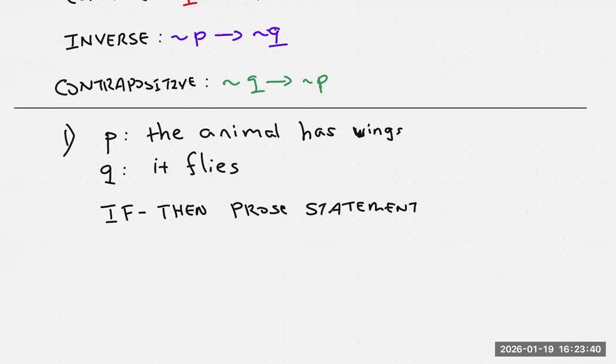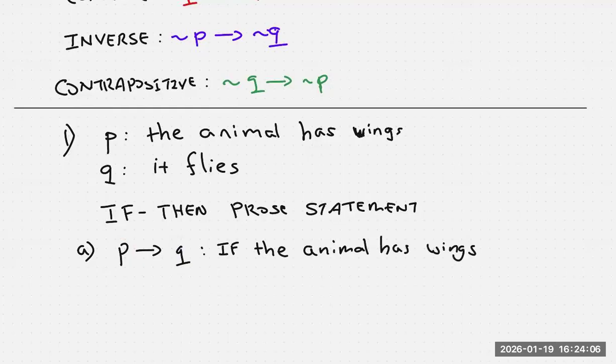Meaning, for example, I say P implies Q. You have to write out: if the animal has wings, because the P is the if part, the hypothesis, and the Q is the conclusion. So you'd have to simply say, I'll write the first one for you: if the animal has wings, then it flies.